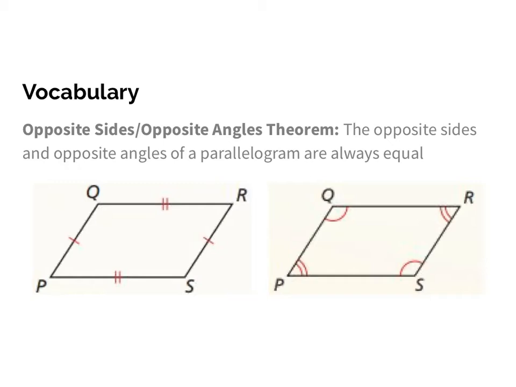So we call this, when we have a parallelogram, the opposite sides theorem. That the opposite sides within a parallelogram are always going to be congruent to each other. Okay? Now this applies to the opposite sides.